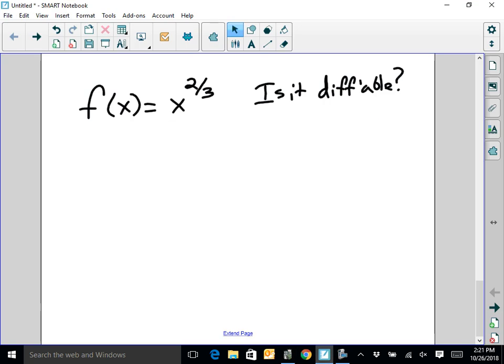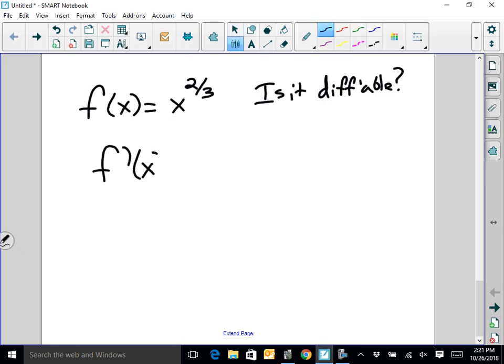Let's find f prime of x. Let's check f prime of 0 and see if I can actually get an answer here or if I can't. Well, f prime of x, let's go back to our power rule, right? This is an ax to the n form. There's no chain rule here. There's no product rule, quotient rule. This is simply a power rule.